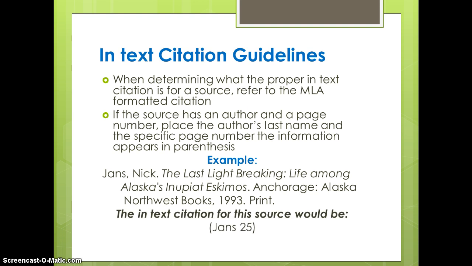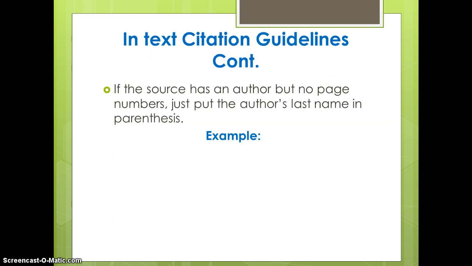All right, so it would look just as it does on your screen. Notice I've just arbitrarily picked 25, but it would in fact be Jans 25. Note that there is not a comma in between the two. Note that it's not the first name and the last name, it's just the last name. Okay, so that is your first rule. If in fact there is an author and a page number, use that information, the author's last name and that page number. The next rule says that if there is an author but no page number, simply use the author's last name.